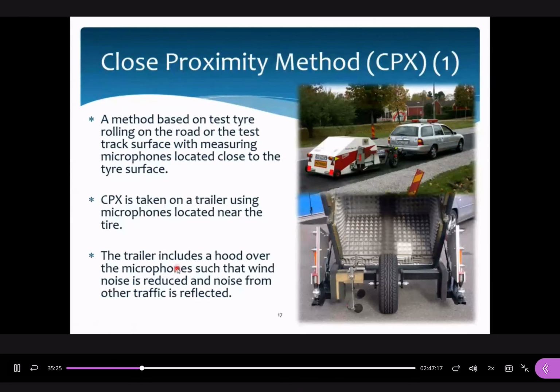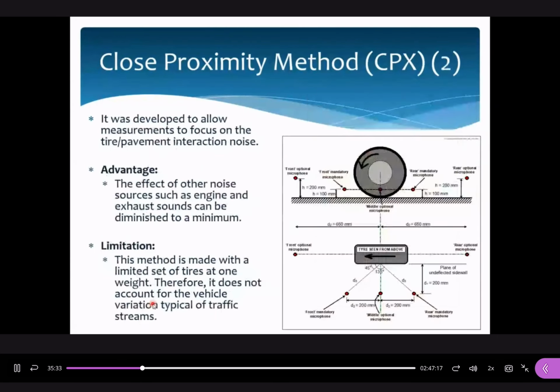The trailer includes a hood over the microphone such that wind noise can be reduced and noise from other traffic can be reflected. We have guidelines and standards to show how we can do the standard measurements. We do not need to follow the details about that. We just need to understand the working principles of this CPS approach.